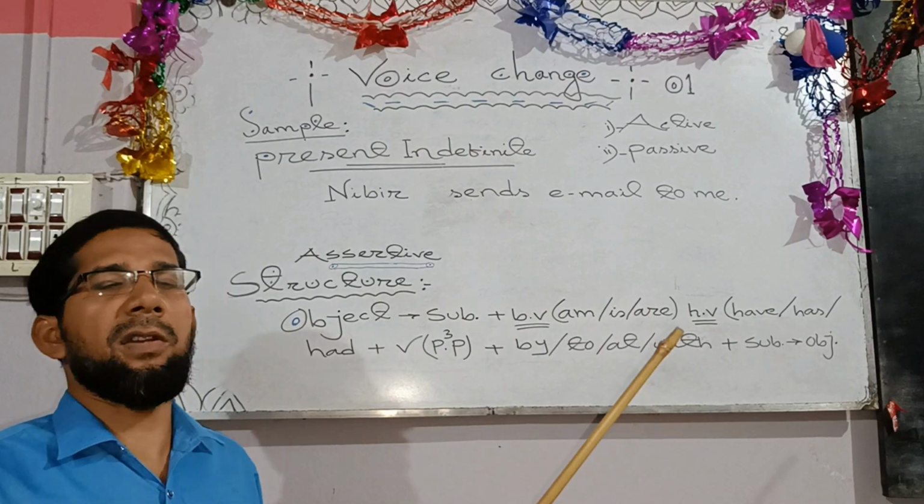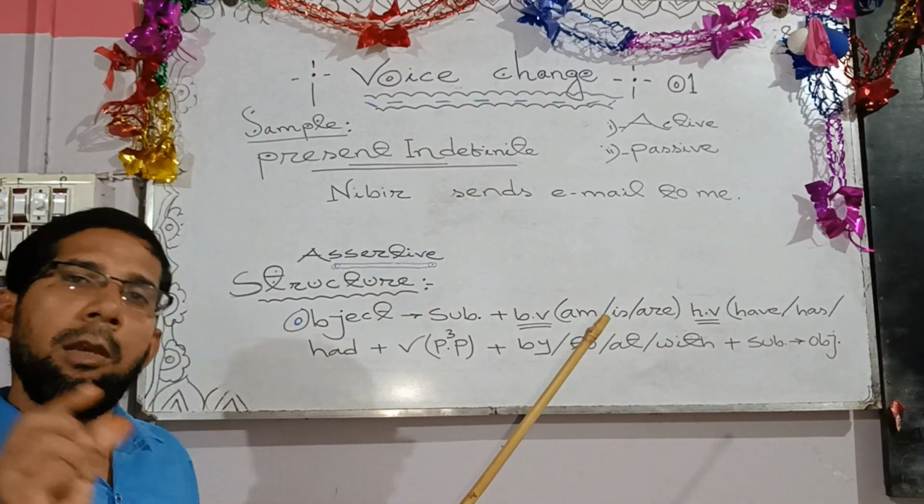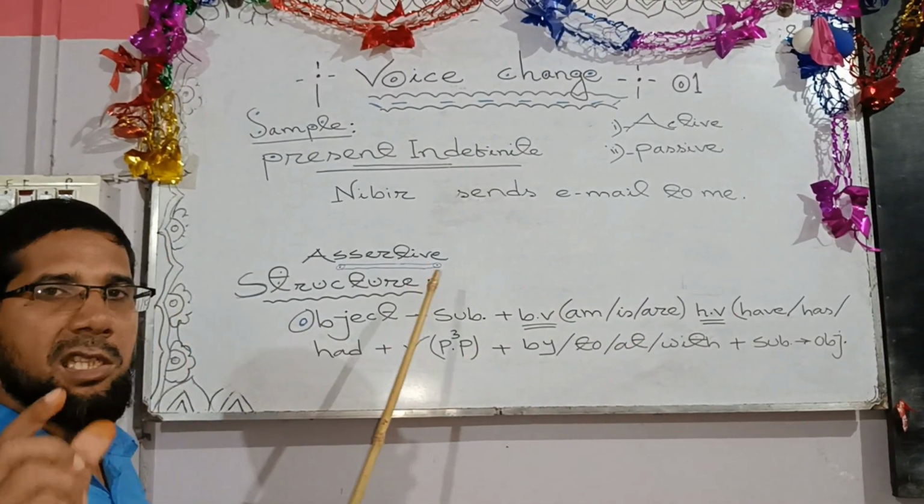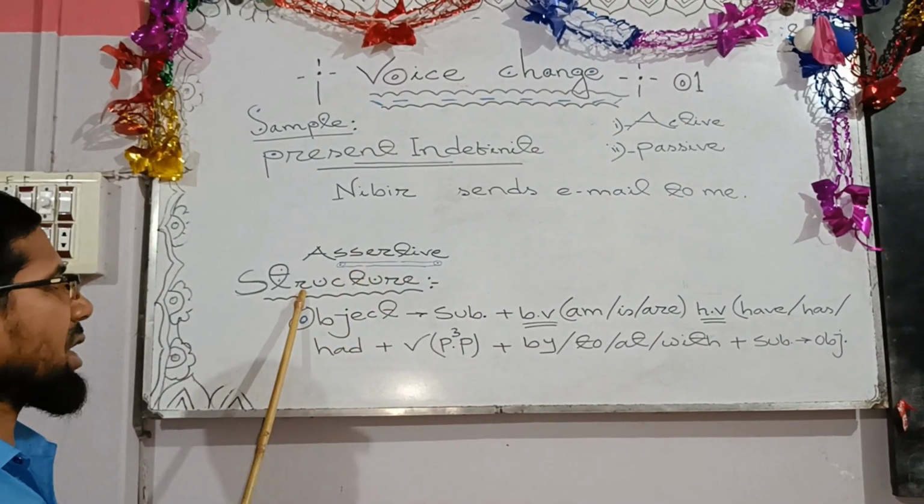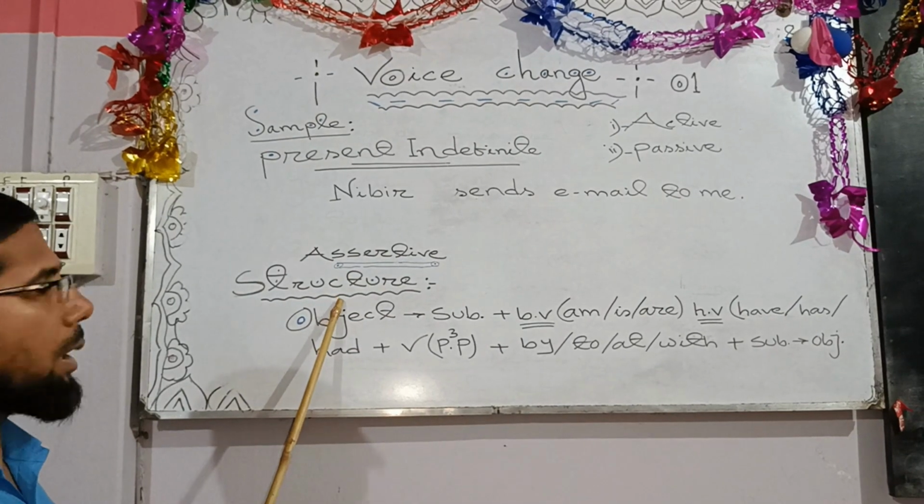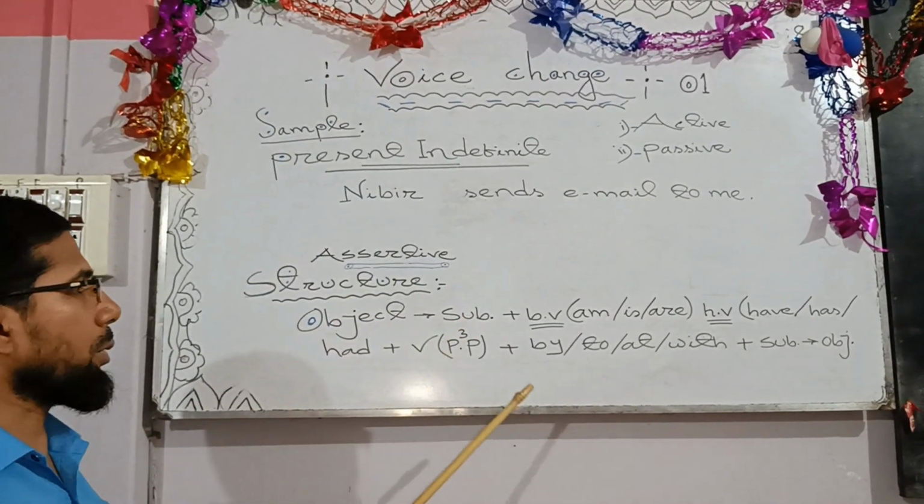So don't be afraid and don't panic about this type of topic, because I would like to show you some charismatic style of changing voice, like the assertive sentence. For an assertive sentence, the structure and main method is: object to subject, the object has to become the subject.